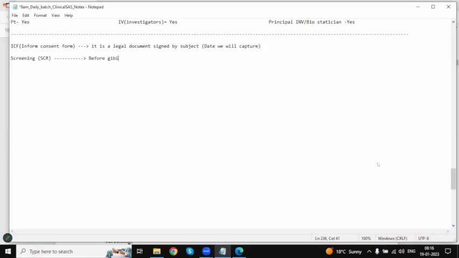So before giving the treatment, subjects will be screened based on inclusion and exclusion criteria. Okay, so now we have screened the subjects. Once the screening was done, the next important stage is randomization.